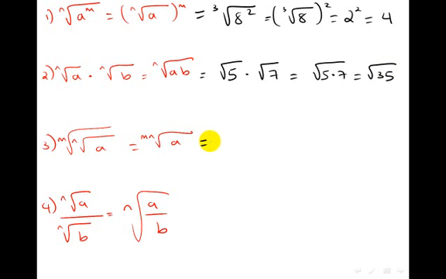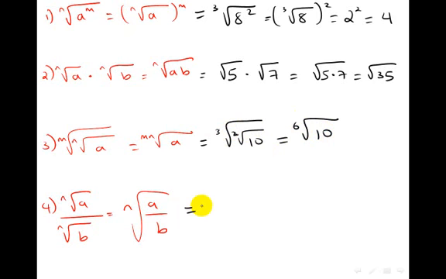Third one, nth root of a: you can multiply these two radicals, and it can be m times n root a. For example, let's say that you have cube root of square root of 10. Here you can multiply these two radicals, and it can be 6th root of 10.